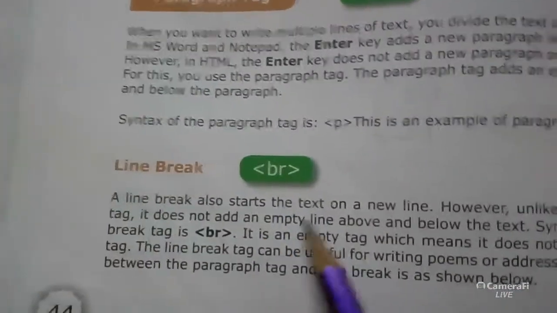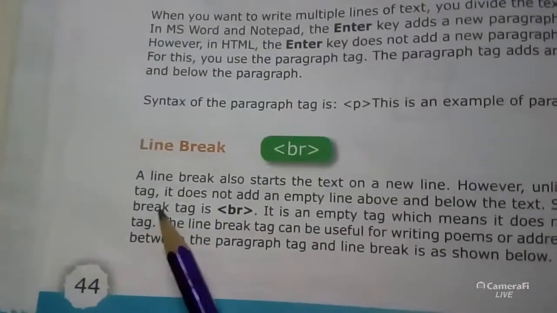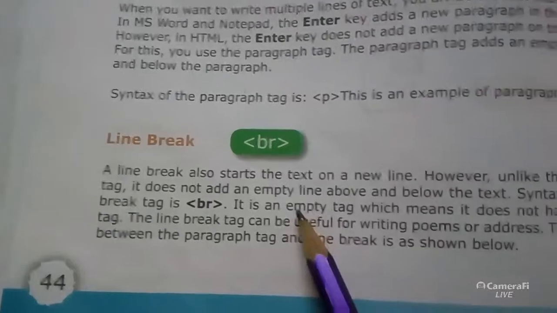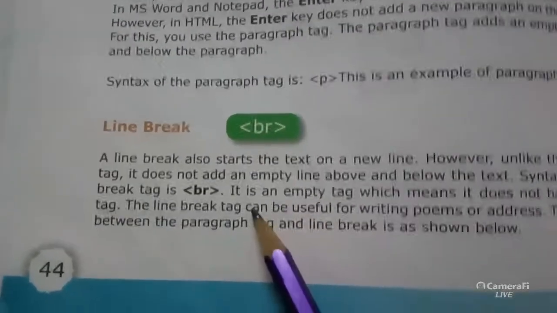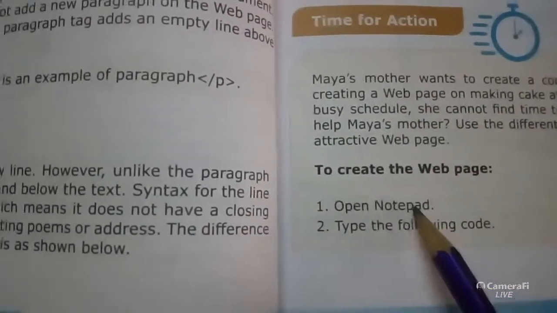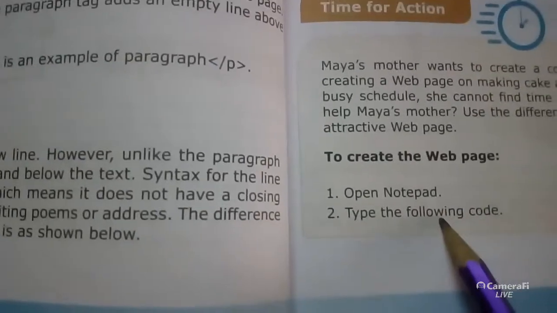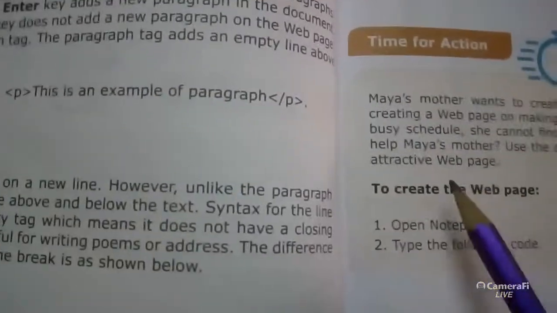A line break also starts a text in new line. However, unlike the paragraph tag, it does not add an empty line. That means it does not give the empty line, but one by one. See here. Open Notepad, type the following code. Here it is one by one. In this place we can use BR tag, but P tag gives the one blank line. Okay.